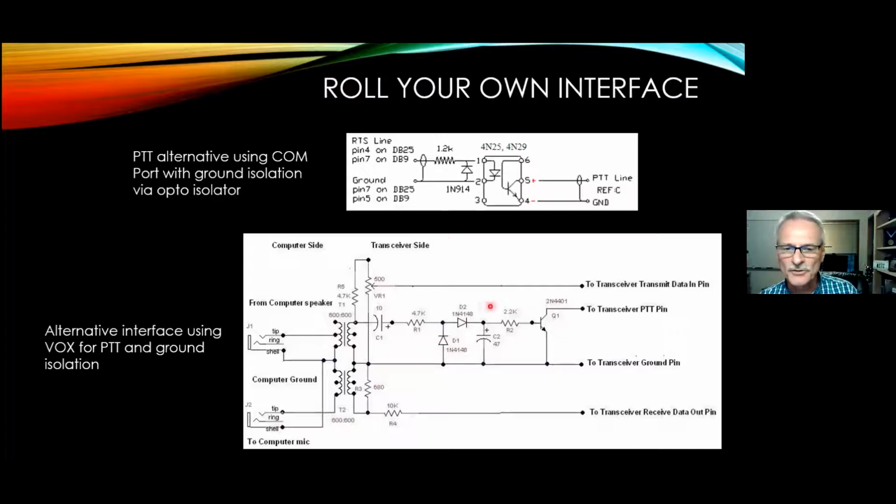Another way to assert the push-to-talk. Here's another circuit I found on the internet. This is essentially a VOX circuit right here. So we've got sound coming from the computer. Again, we've got isolation going on here with the transformers. We send part of that signal right off out to the mic input circuit, but I'm also tapping off here and taking some of that signal into a rectifier. So we rectify the sine wave, charge up a capacitor, and then feed that into the transistor, and that asserts our push-to-talk function again.